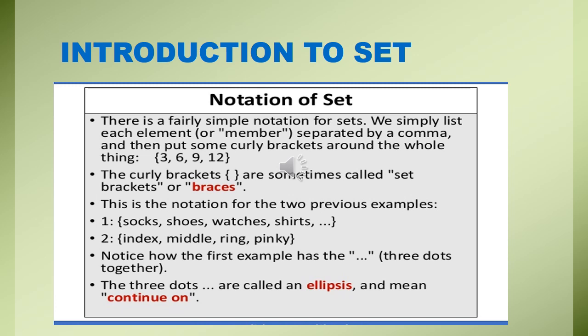Clear? So in the previous example, suppose the set of furniture, you have to place curly brackets and within the brackets you have to write bed, then comma, then chair, comma, study table. Getting my point? So notation of a set means you have to use commas and you have to write all elements within curly brackets. Clear?